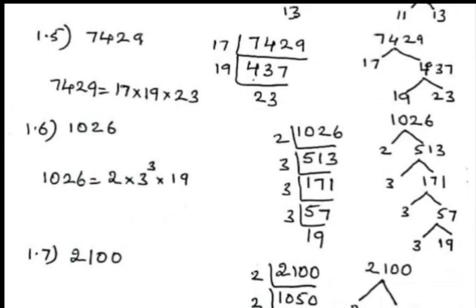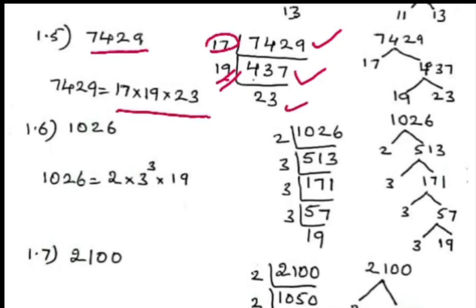Now we consider another number 7429. 7429 is divided by 17, we get 437. Again dividing by 19 we get 23. So the prime factors for 7429 are 17 multiplied by 19 multiplied by 23.